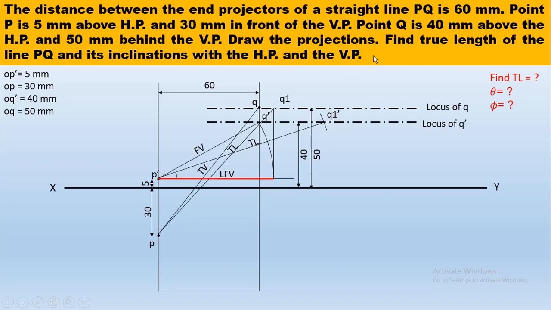Now the objective is to find the true inclination with both the reference planes. So the true length, which is making an angle of theta with respect to HP, and here the true length which is making an angle of phi with respect to VP. So you can measure theta and phi with the help of protractor and compass.